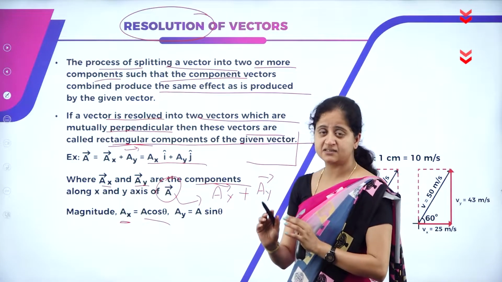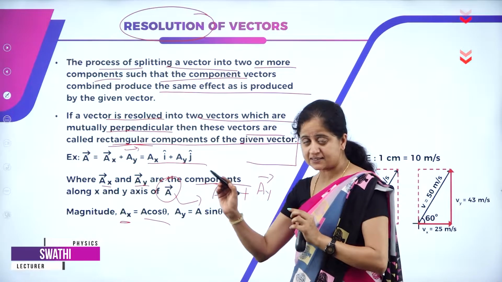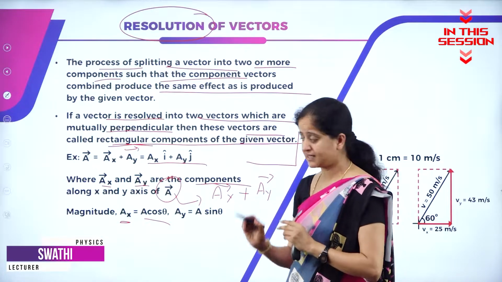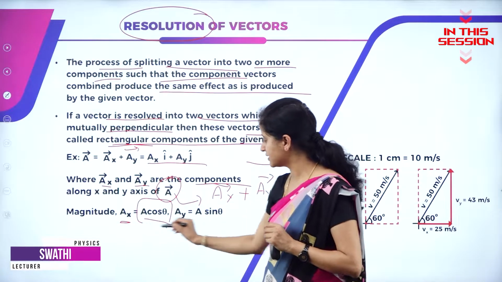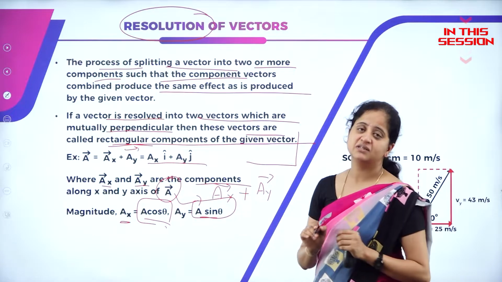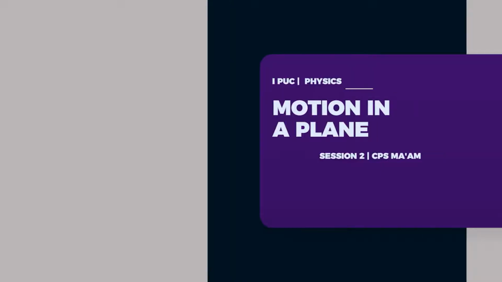So the component is resolved into two parts, along x-axis, along y-axis. So along x-axis the magnitude is represented as A cos theta, along y-axis the magnitude is represented by A sin theta.